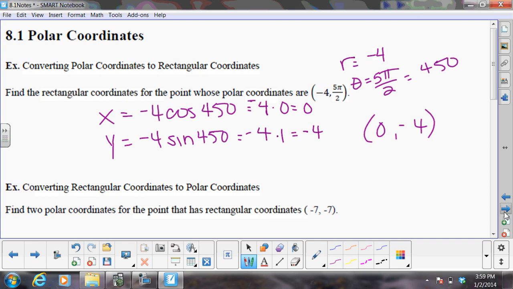Which actually, if you draw those two, you get the same thing. Because 0, negative 4 is down here. And if we know that this is 450, we go around to get to 360, and then up to 90, but since r is negative, we're going to go down. Same picture.